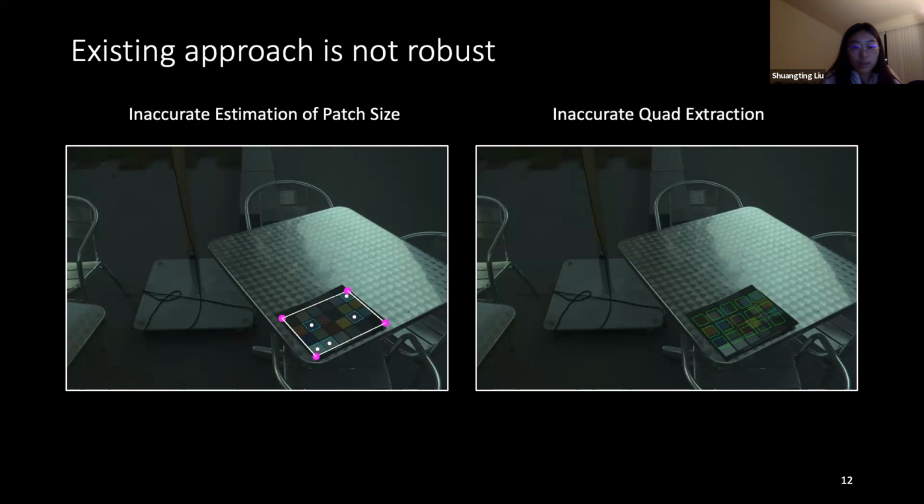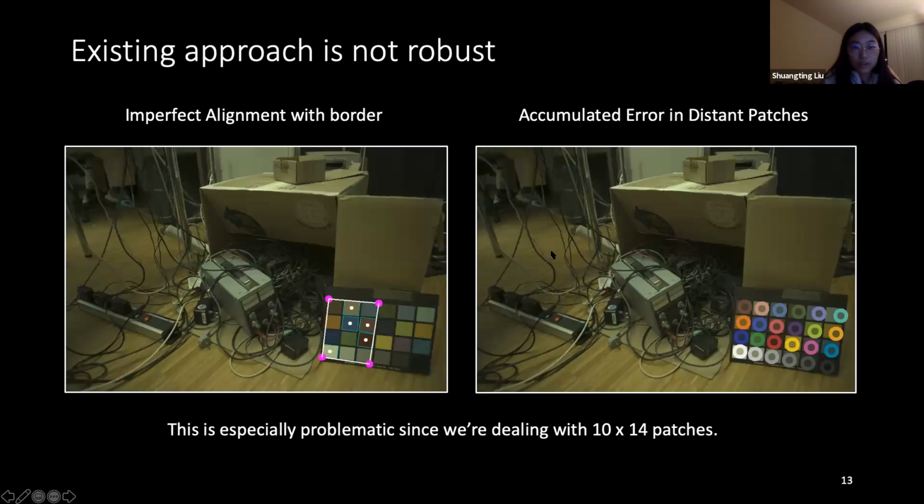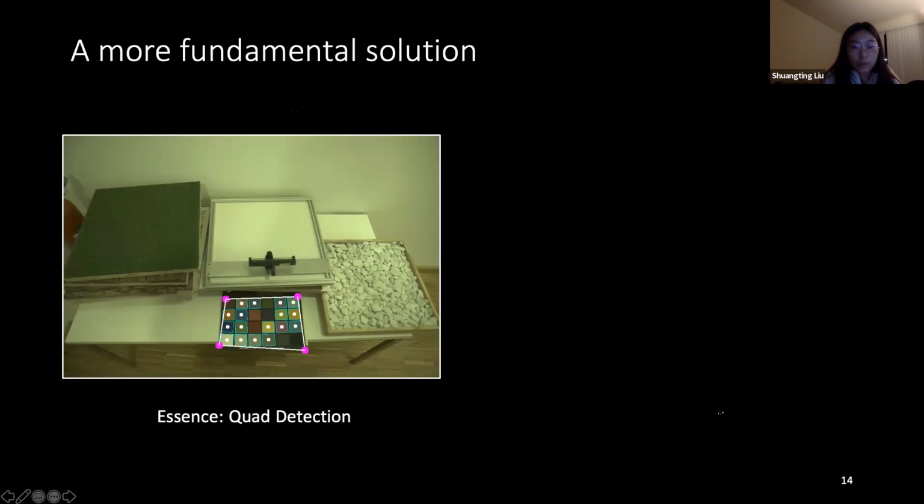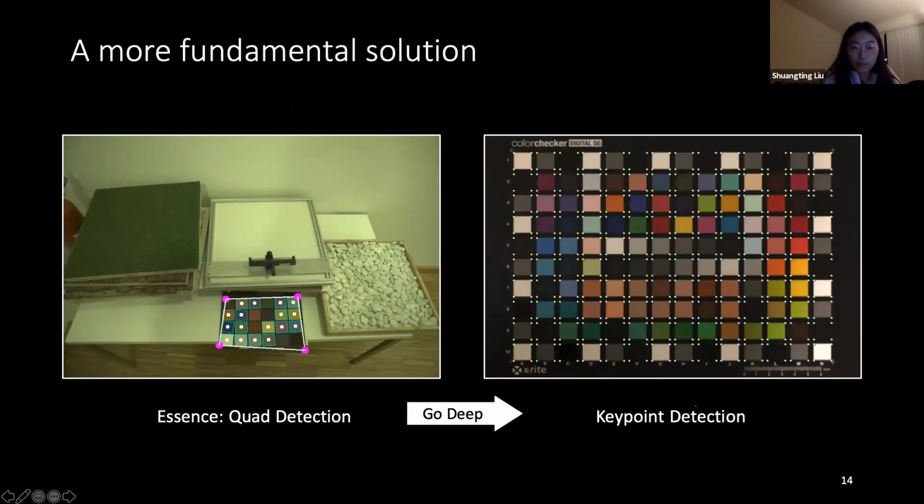As we can see, it may generate inaccurate estimation of the patch size and then lead to inaccurate quadrilateral extraction. It also has imperfect alignment with the border, and this will cause accumulated error in the distant patches, as shown. This is especially problematic since we are dealing with 10 by 14 patches instead of 4 by 6 as shown in the figure. So that's why we want to find a more robust method to solve the problem.